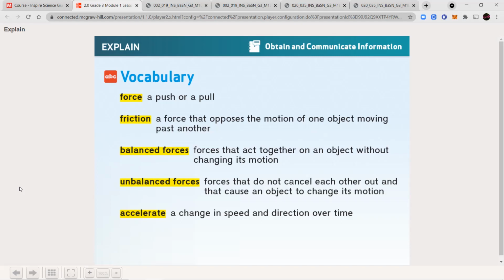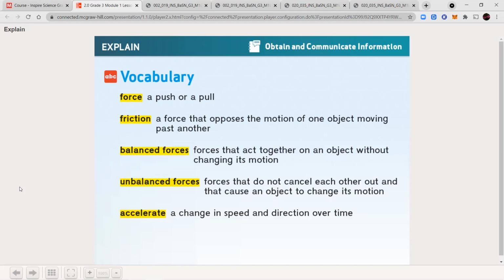Balanced forces act together on an object without changing its motion. So think about if you and your friend have your hands up against each other, right? Like you're giving each other a high five, but you hold your hand against each other and you're pushing with the same amount of force, your hands are going to stay in the same spot.